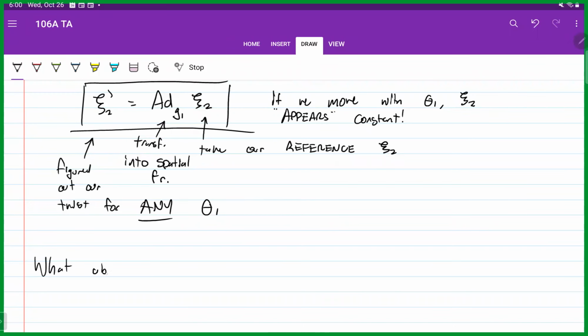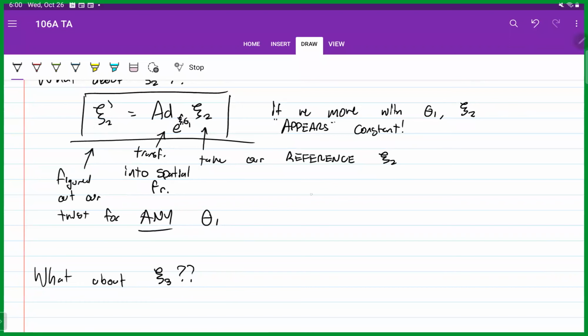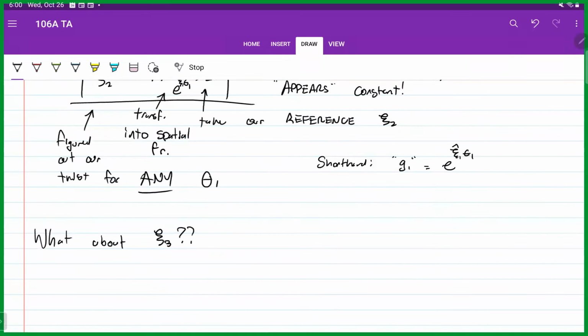What about xi3? Okay. This one's going to be the most complicated. Oh, sorry, did you write this one? Oh, so G1 is going to be like e to the xi1 half theta 1. So G1 is just referring to the rotation about our first axis. Yeah. All right. So I'll write shorthand. I'll call this G1 as e to the xi1 half theta.